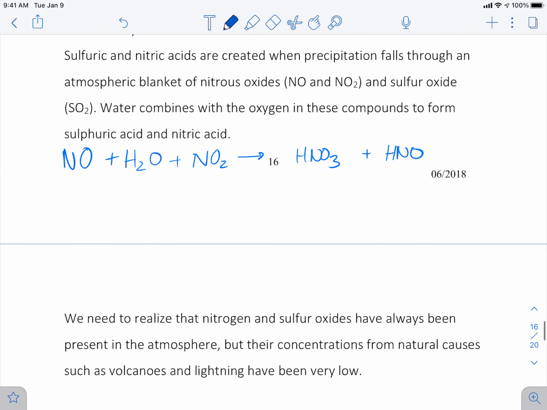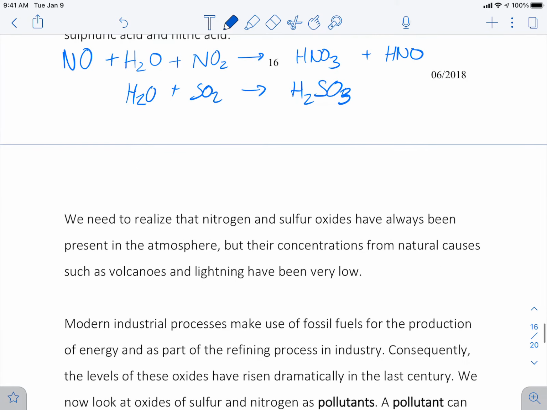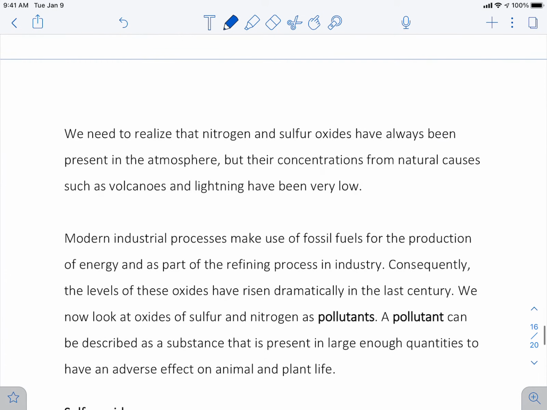You can also combine them with the SO2 reaction: H2O plus SO2 gives us H2SO3, which is a type of sulfuric acid. And that can also react with oxygen and other things in the environment.